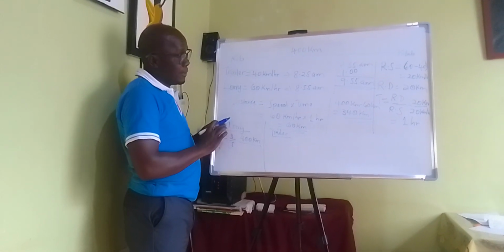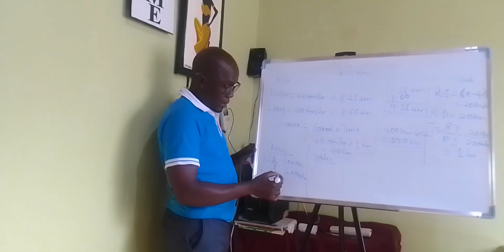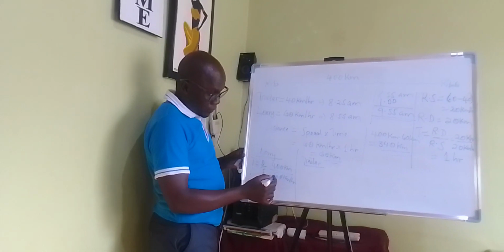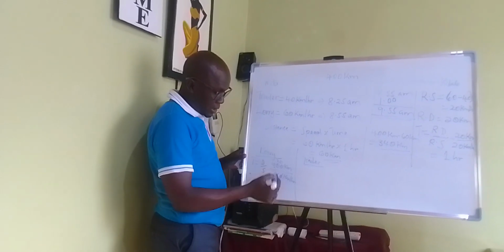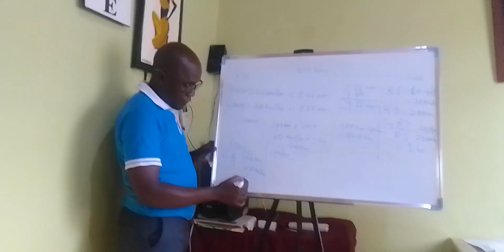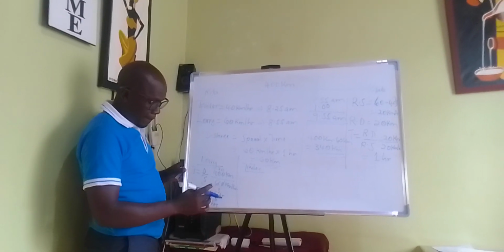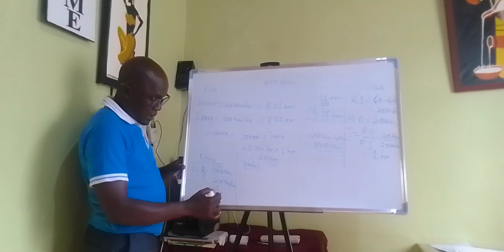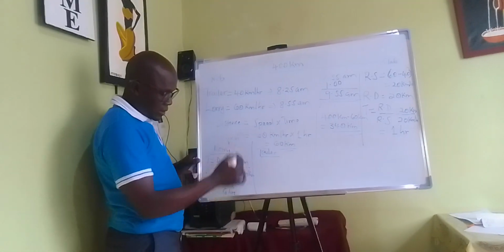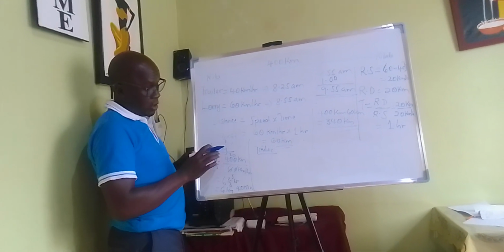The speed of the lorry is 60 kilometers per hour. When you work that out, 400 over 60, 6 goes into 40 six times, giving us 36, remainder 4, so 6 and 2 over 3 hours. 2/3 of an hour is 2 over 3 times 60, that is 40 minutes. So the lorry took 6 hours 40 minutes to reach Kitale.